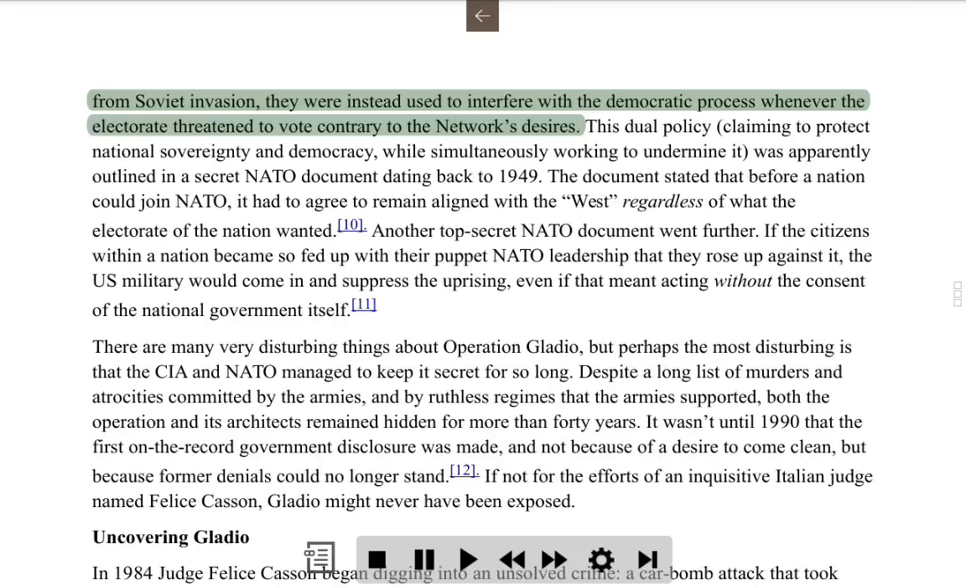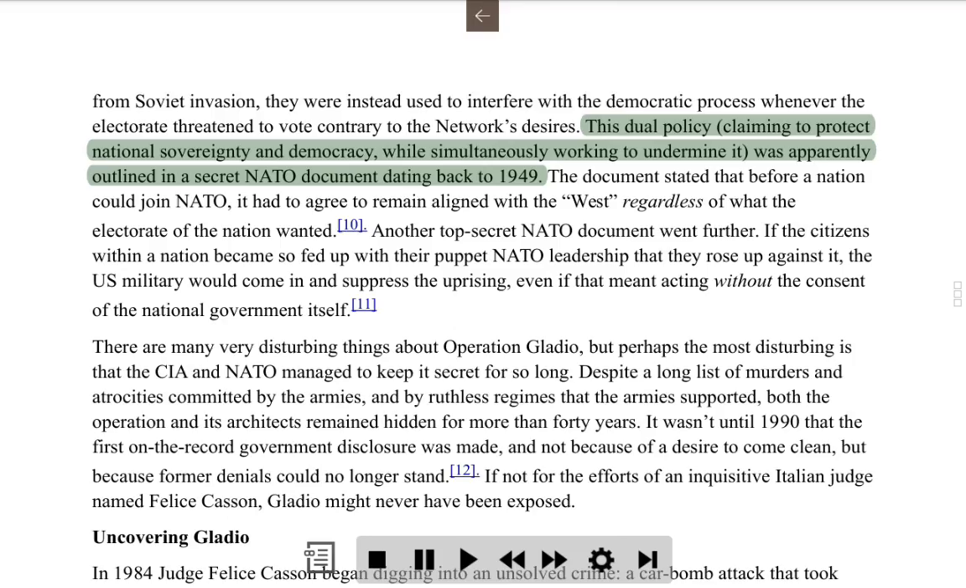9. Though these secret armies were allegedly created to protect the Western European democracies from Soviet invasion, they were instead used to interfere with the democratic process whenever the electorate threatened to vote contrary to the network's desires. This dual policy, claiming to protect national sovereignty and democracy while simultaneously working to undermine it, was apparently outlined in a secret NATO document dating back to 1949.